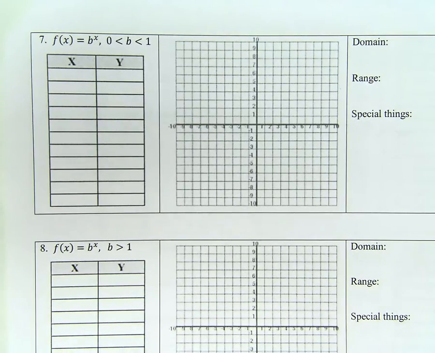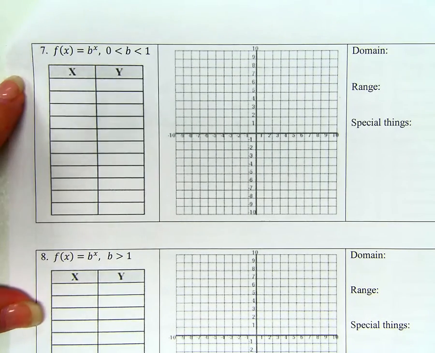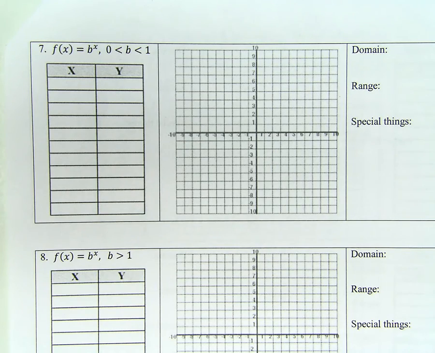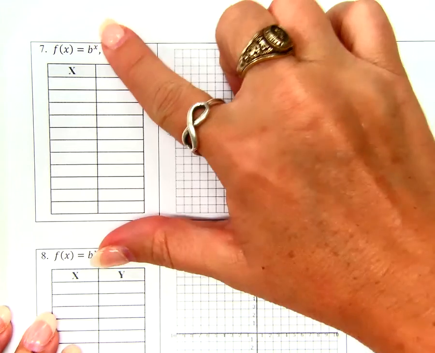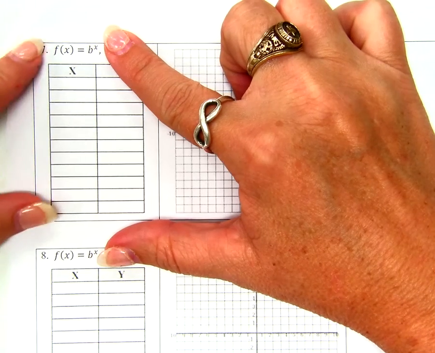All right, look at number 7 and number 8. We're going to kind of look at these at the same time. Look at the equation for 7 and the equation for 8. What do you notice?